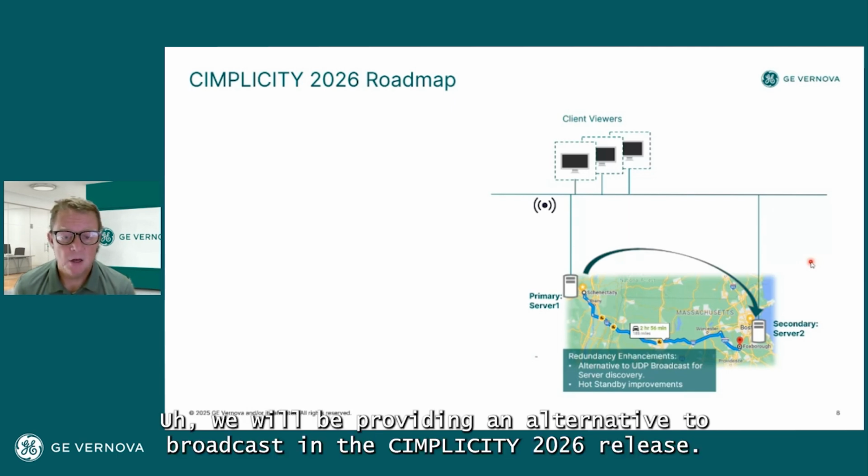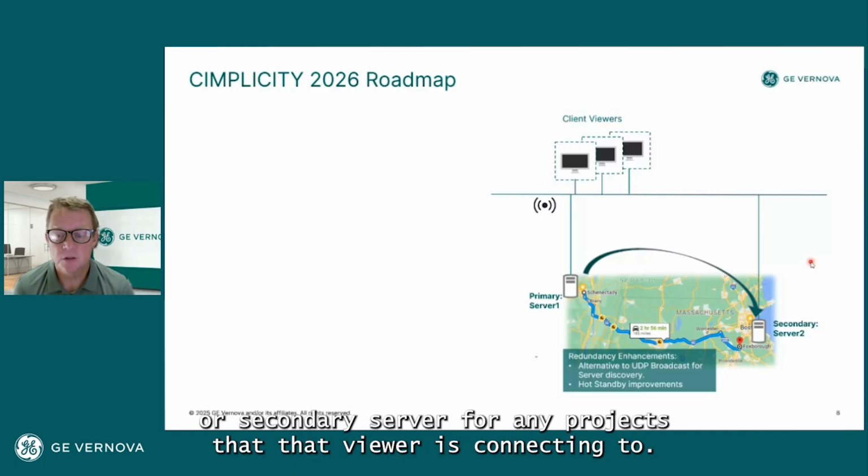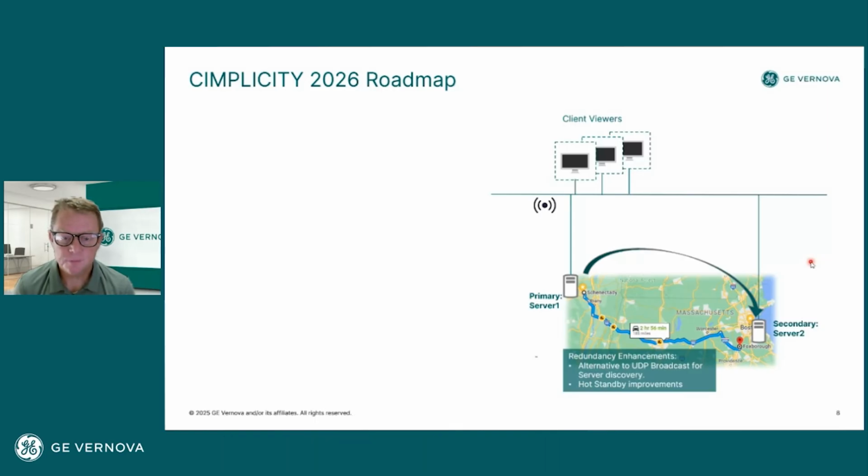We will be providing an alternative to broadcast in the Cimplicity 2026 release that supports the ability for viewers to directly configure the primary or secondary server for any projects that that viewer is connecting to.